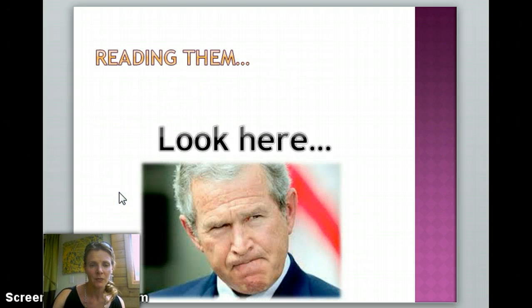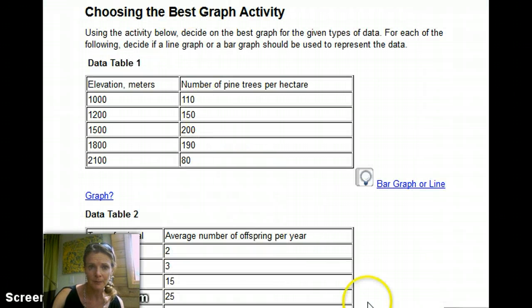Right? So let's take a quick look at 2 graphs that are in your unit. So this is in your lesson. It's saying choosing the best graph activity. And hopefully you guys go through this, and maybe you already have. But you're looking at these 2 data tables, and it says, using the activity below, decide on the best graph for the given types of data. For each of the following, decide if a line graph or a bar graph should be used to represent the data. So here we have elevation in meters, and we have number of pine trees per hectare, okay? So that's talking about kind of a distance. So which would you guys think we would use?